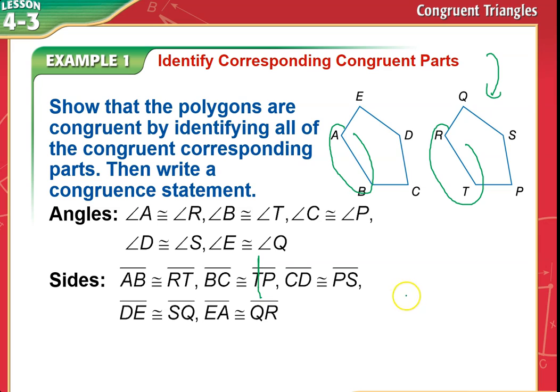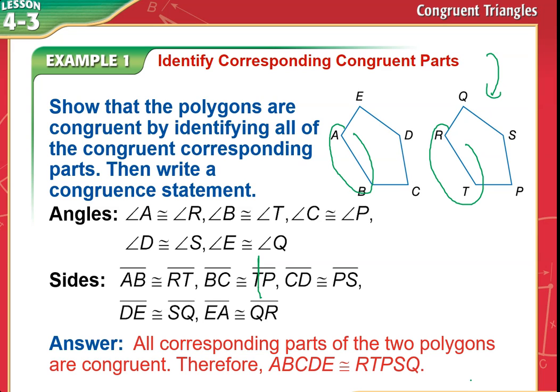Sometimes if the second figure is rotated, it's hard to tell. So my angles: A is congruent to R, B is congruent to T, C with P, D with S, and E with Q. And then the sides: AB congruent with RT, BC congruent with TP, side CD is congruent to PS, line segment DE is congruent to SQ, and finally line segment EA is congruent to QR. All corresponding parts of the two polygons are congruent, therefore, and then they just name the polygon. Instead of saying triangle ABC, they just have ABCDE is congruent to the polygon RTPSQ.